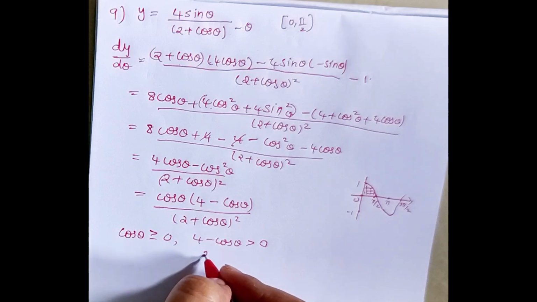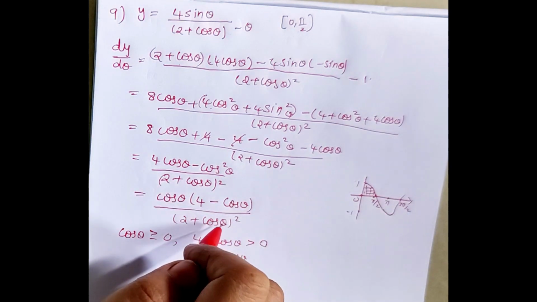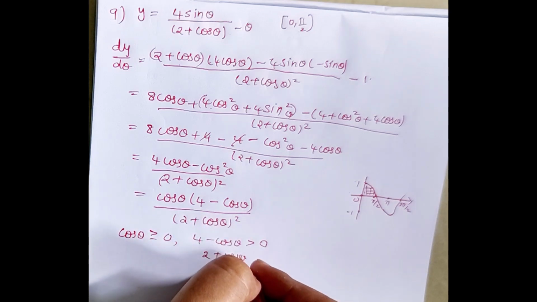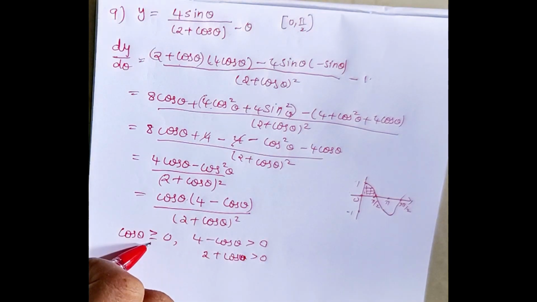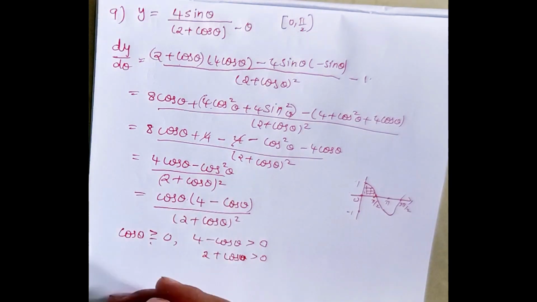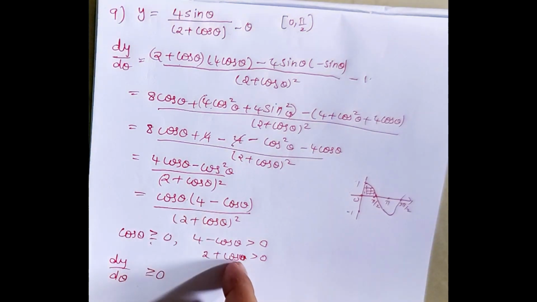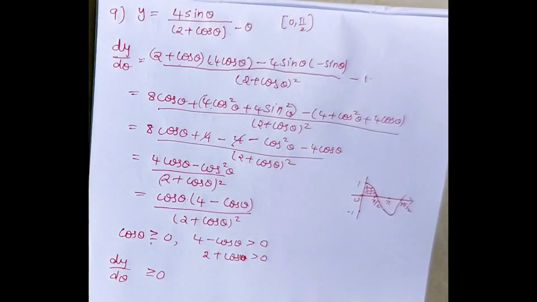And 2 plus cos theta again, cos theta's value is from 0 to 1. Anyway, the whole square will give a positive value and we don't get any zeros here. So it is greater than 0. But the product we get is greater than or equal to 0. The whole thing is greater than or equal to 0 as all the 3 separate terms we have discussed. Since the derivative is greater than or equal to 0, the function is increasing in the interval 0, pi by 2.